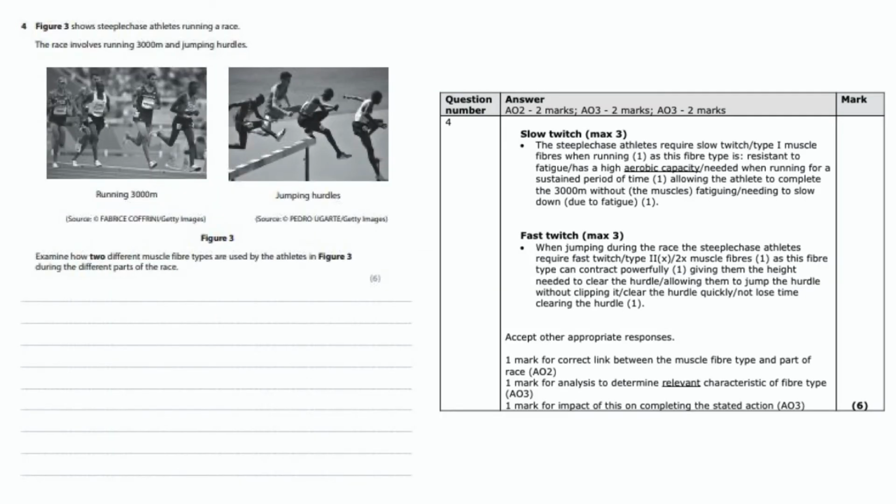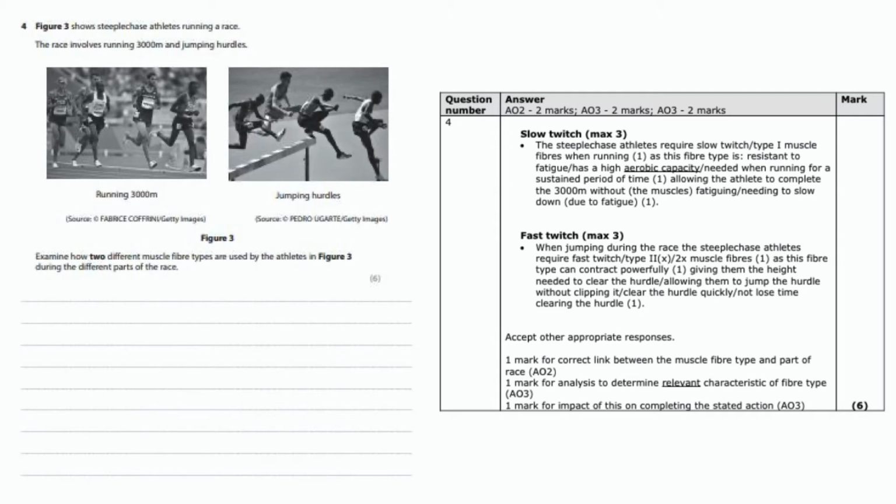The next question is on muscle fiber types used in the steeplechase, the 3,000 meter steeplechase. So the question is, examine how 2 different muscle fiber types are used by the athletes in figure 3 during the different parts of the race. And as we can see, the different parts of the race are running 3,000 meters and jumping the hurdles. Now we can split this into 2 3 markers. So the first 3 marks is going to concentrate on running the 3,000 meters.